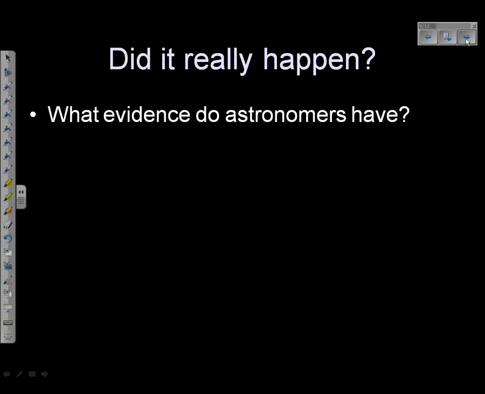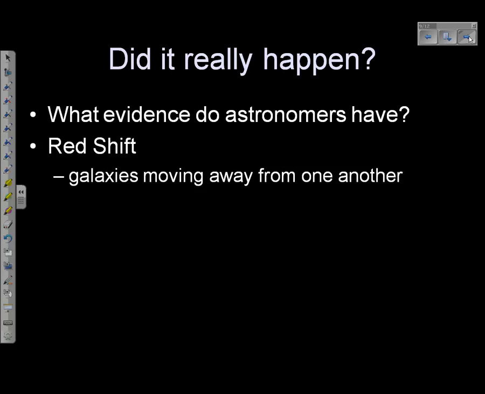Yeah. All right. So, did it really happen? Yes. We think it did. But you can't just, well, I suppose you can just think it happened and not have anything to back it up. But as scientists, we want to have as much evidence as possible. So, we got the redshift. The redshift suggests that these galaxies are moving away from one another. And if they're moving away from one another, that would suggest that at one point they were together.